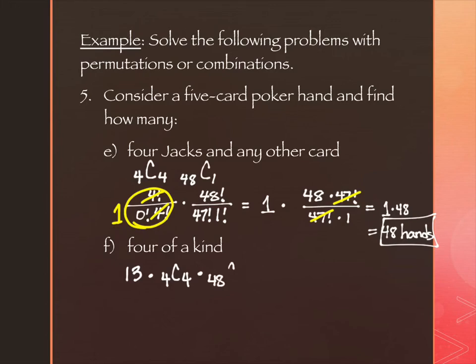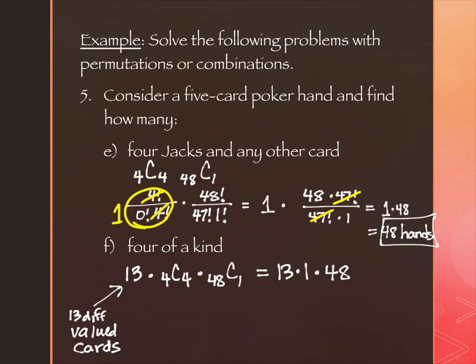And then 48C1. So the 13 is coming from the fact that there are 13 different valued cards. And then the 4C4 says I select all 4 of whatever I'm picking, and then I select one more random card. So I already found those, so I'm not going to find them again. But this first one's still 13, that middle one's 1, and the last one's 48. So 13 times 1 times 48 is what? 624. Yes.